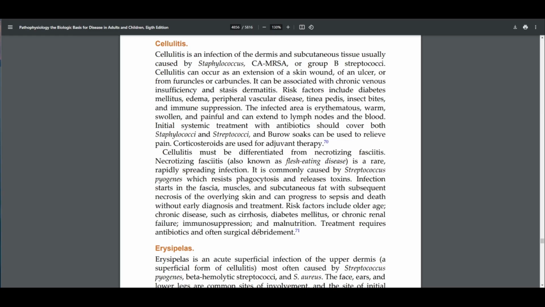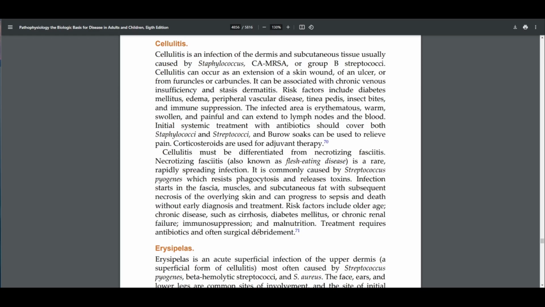The infected area is erythematous, warm, swollen, and painful, and can extend to lymph nodes and the blood. Initial systemic treatment with antibiotics should cover both staphylococci and streptococci. Burow soaks can be used to relieve pain.